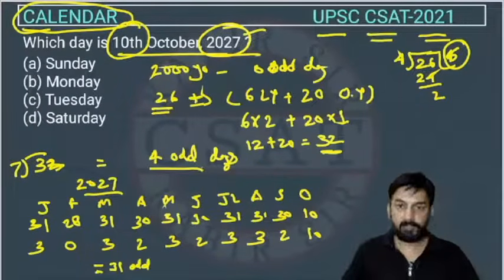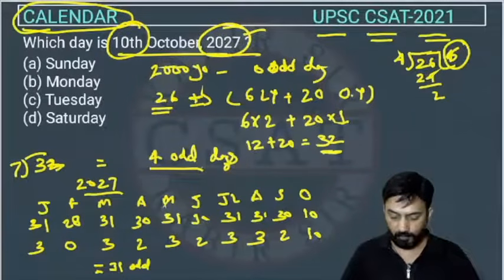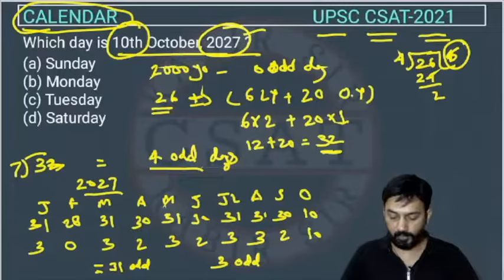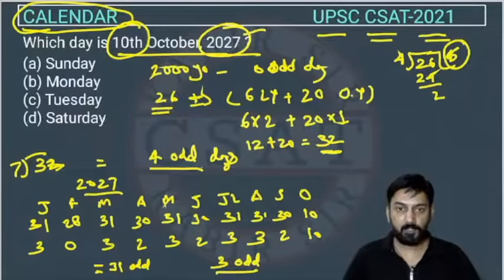So we will again divide it by 7, and the remainder will be how much? The remainder will be 3. Okay, so there are 3 odd days. 7 4s are 28, right? So 31 minus 28 will be 3 odd days, right? So there are 3 odd days we got from the current year.